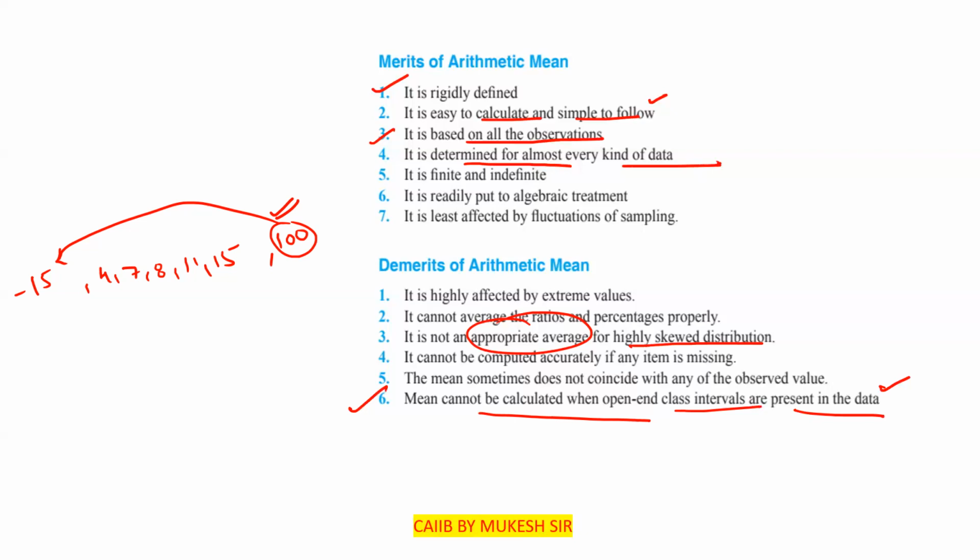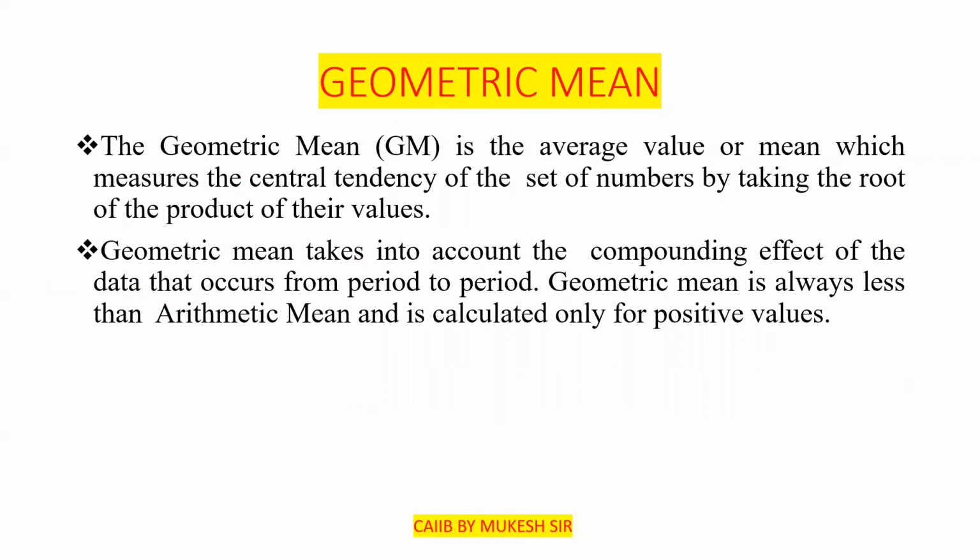Now move to the next point, that is the geometric mean. This is another concept, and a short one, not that much lengthier. So what is the geometric mean? Basically it is the average value, or the mean which measures the central tendency of a set of numbers by taking the root of the product of their values.